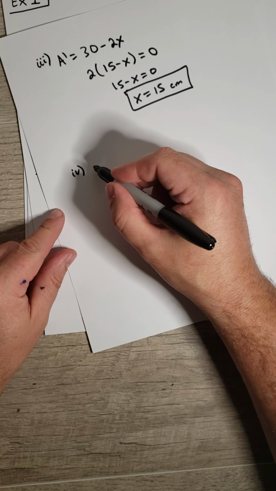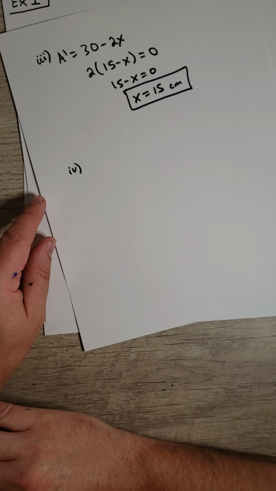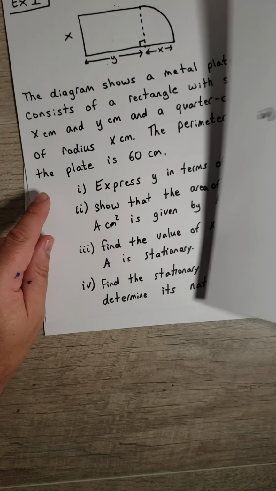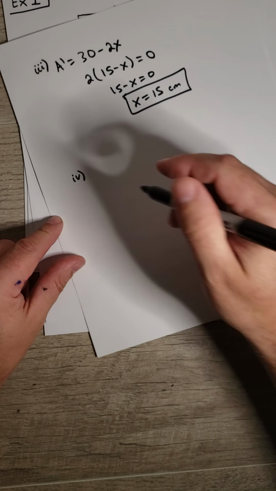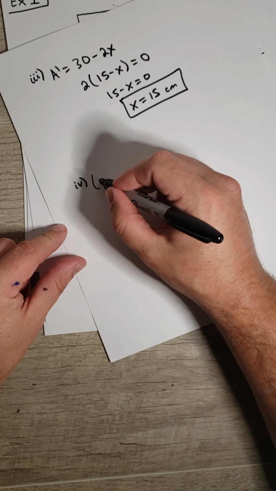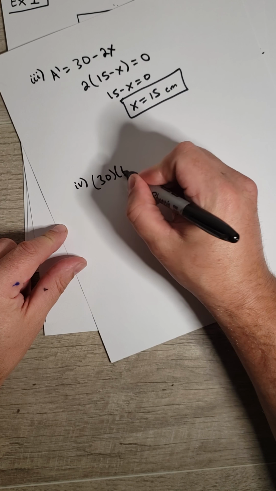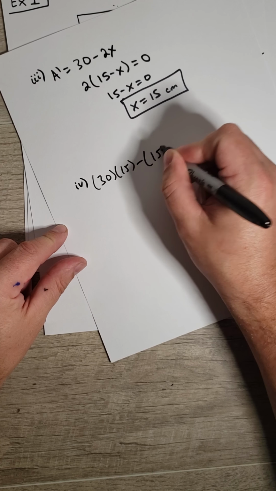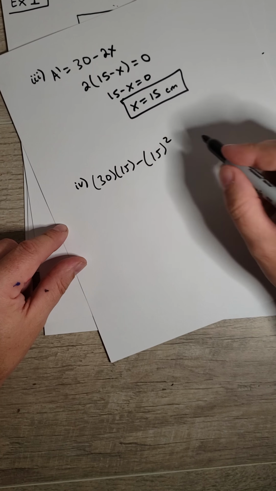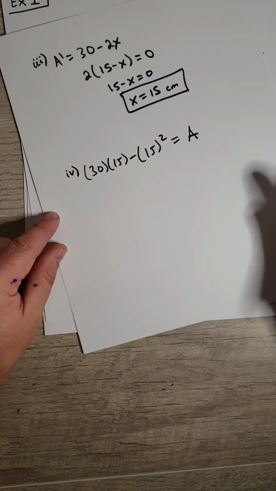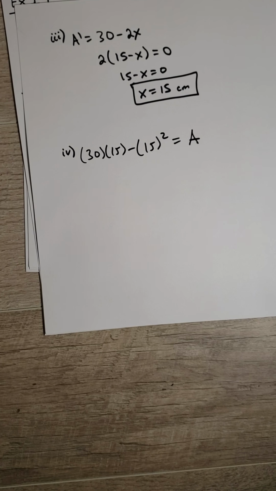Oh wait, we've got to find the stationary point first. So let's do 30 times 15. Let me pull out my calculator here. So that's 450.